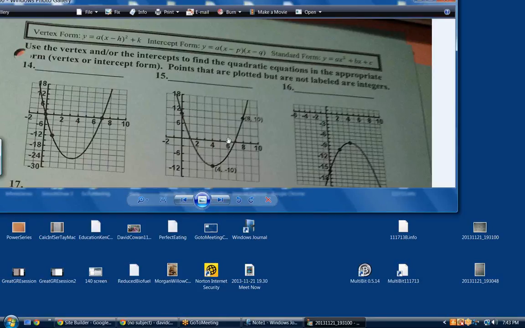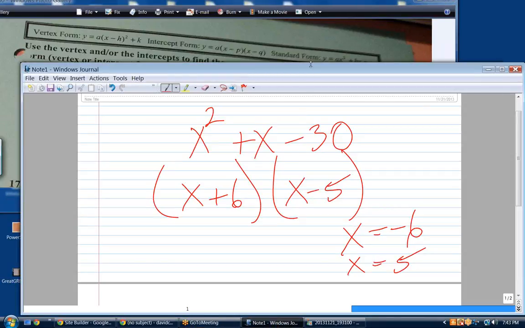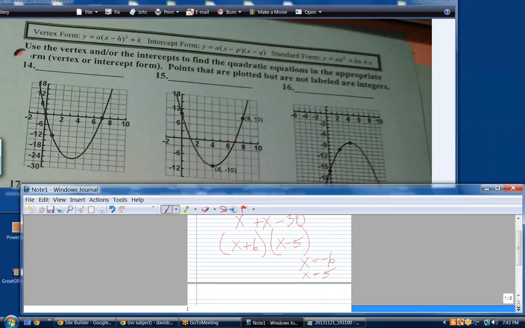In other words, notice that on 15 the vertex is clearly labeled, but the x-intercepts are not. They appear to be close to integers, but not quite. So, all right, let's look at 14. We're going to use the x-intercept notation. So what is it going to be?